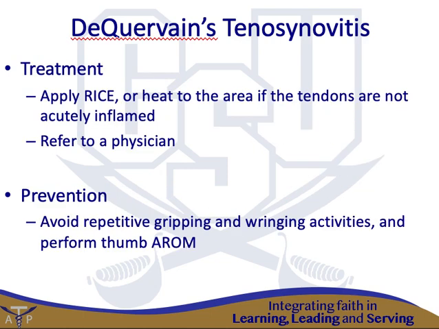Treatment, we want to apply ice or heat to decrease some of the inflammatory signs and symptoms. Then we can refer to a physician. Before we refer to a physician, there is a test, kind of like for carpal tunnel syndrome. In this situation, it's called Finkelstein's test. We have the athlete make a fist with their thumb inside and then passively move the wrist immediately to apply a stretch to the thumb tendons.